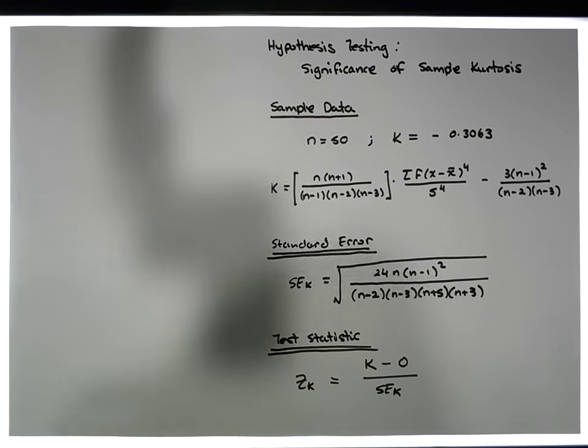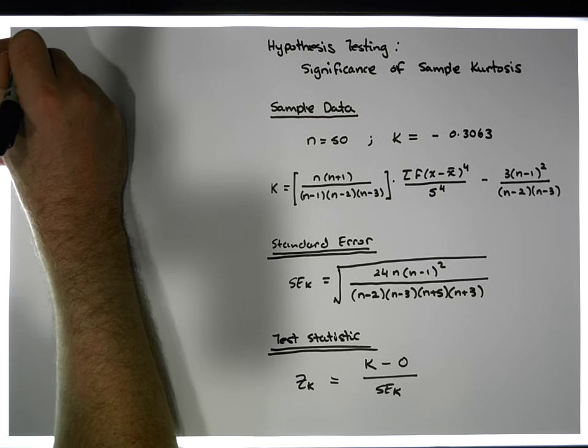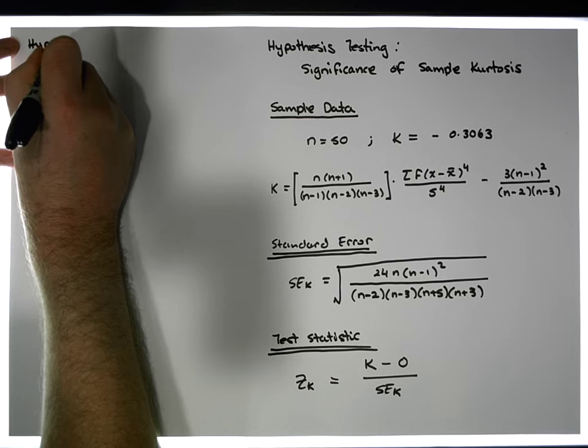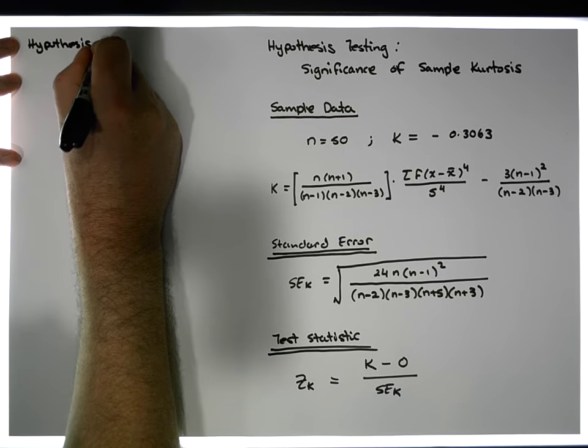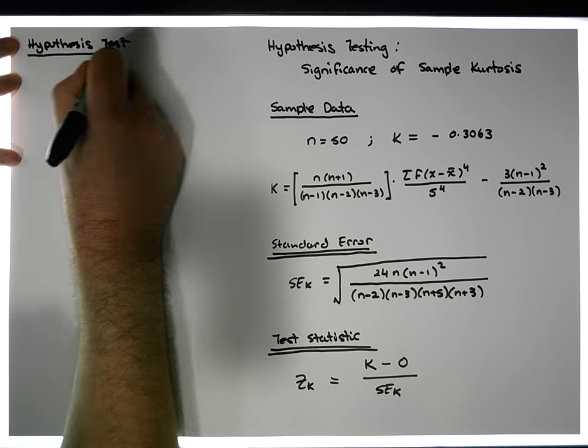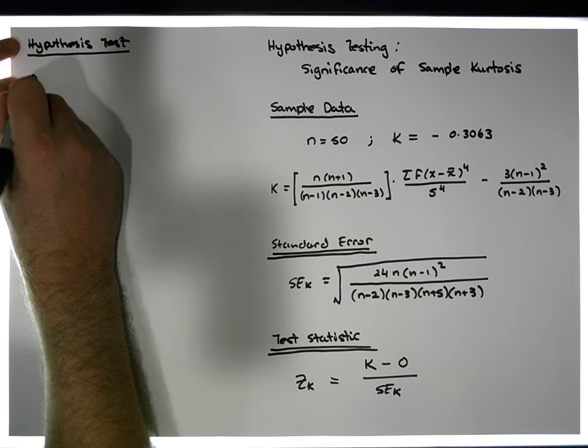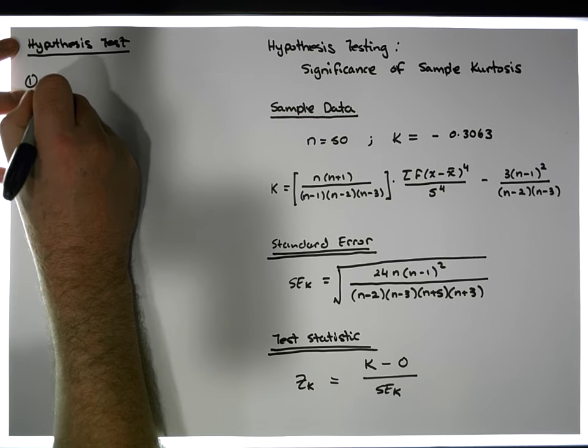Okay, so let's do the hypothesis test. Once again, this is a 5-step process. Our hypothesis test itself. Well, there's a null position, the first position, the null hypothesis.